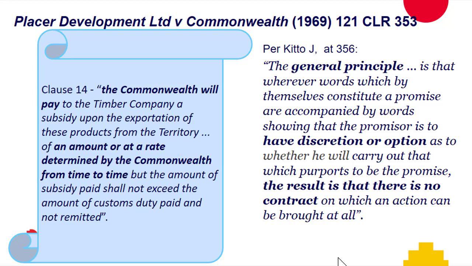So you're saying as long as the promisor can decide whether or not he wants to do it, it's illusory? Pretty much. Yeah, if it's absolute, if they've got unfettered discretion. I read this one last night, I think. The Commonwealth will pay. It could be $1, but I don't know, I didn't really read it that way. So Kiddo is basically saying here, if the words that constitute the promise are accompanied by words showing that you have discretion as to whether or not you're going to carry that out, then that makes it illusory.